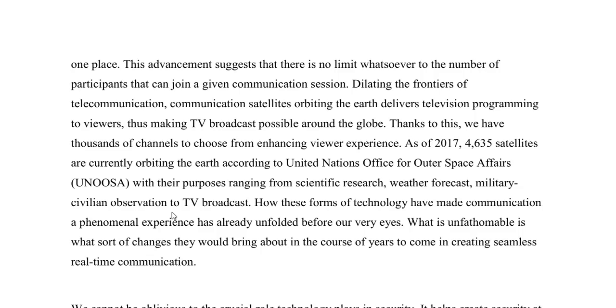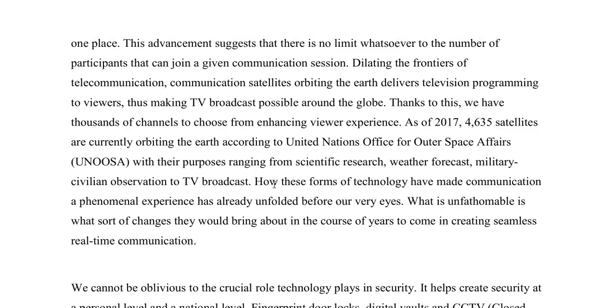This person has wonderfully brought it out with the statistic. As of 2017, 4,635 satellites are currently orbiting the Earth, according to the United Nations Office for Outer Space Affairs, UNOOSA, with purposes ranging from scientific research, weather forecast, military and civilian observation to TV broadcast. How these forms of technology have made communication a phenomenal experience has already been unfolded before our very eyes.